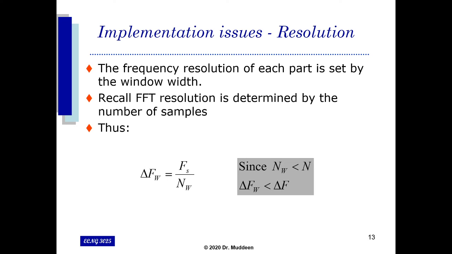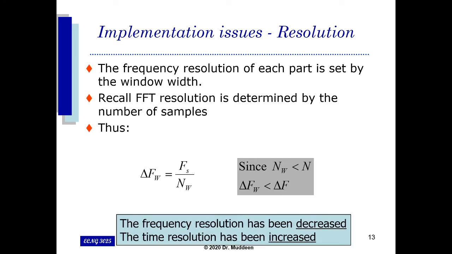So in setting the window width, we also set the frequency resolution, and in that case, that means that the equation associated here, delta f_w is equal to f_s divided by N_w, where N_w is going to be the width of our window. And N_w is going to be less than N, where N is the number of samples for the entire signal. So in doing this, basically the frequency resolution gets decreased, yes, but associatively the time resolution is increased.